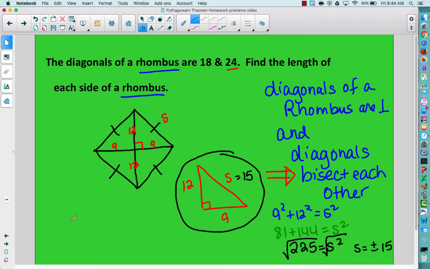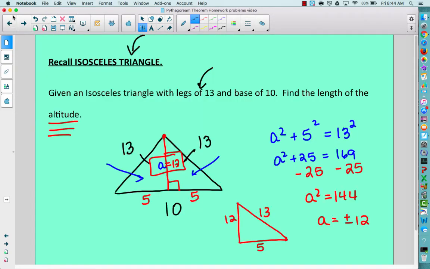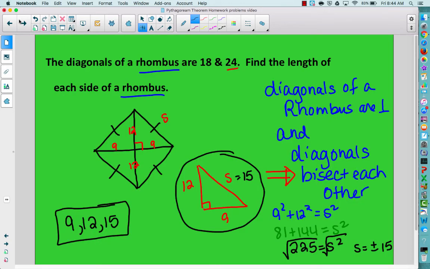Has that come up? Go back through the pages now. Has that come up at any other point? All right, so we saw one earlier that had 5, 12, and 13 as side lengths in the right triangle. And this one had 9, 12, and 15. We're going to be talking about those in class, so I really want to make sure you understand.